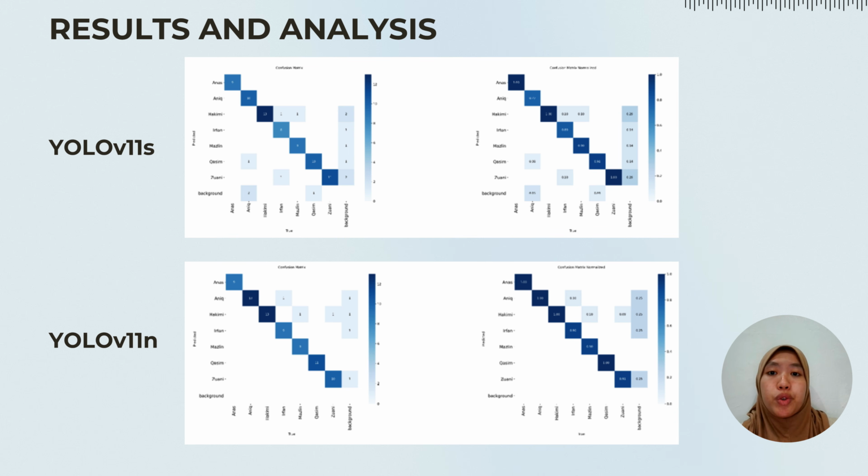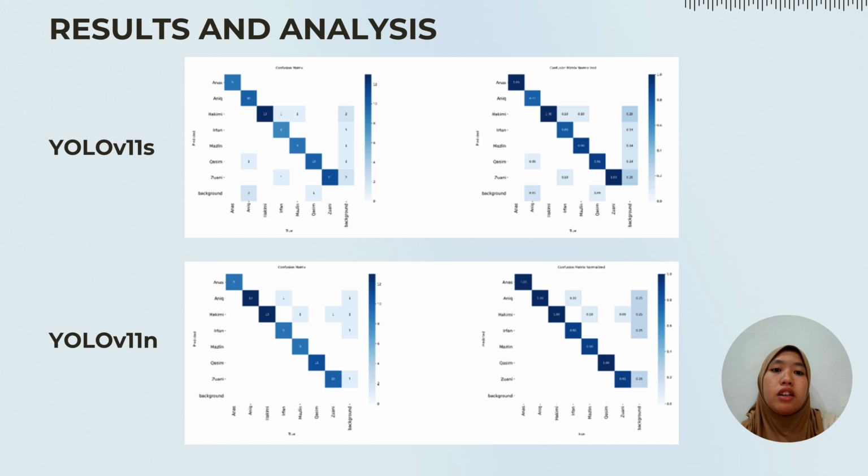Okay, for the confusion matrix, YOLO V11N shows consistent per-class accuracy, with Anas, Ani, Hakim, and Kasim reaching the perfect TPR and only minor dips in Ifan and Zwani, while YOLO V11S shows more pronounced weakness in Ani, which you can see is 0.77, but Anas, Hakimi, and Zwani are also reaching 1.